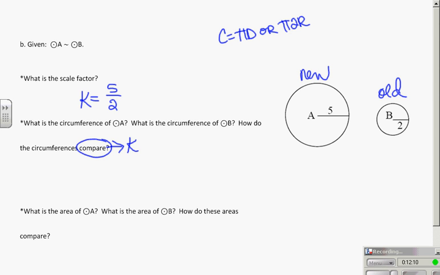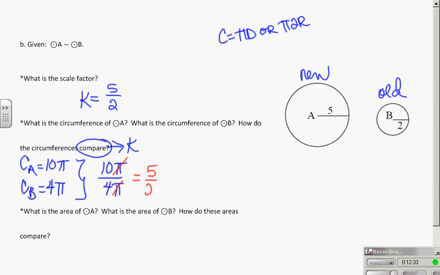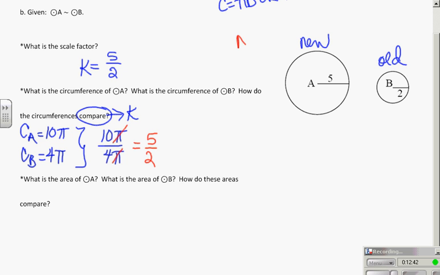Circumference is like perimeter, I expect them to compare at a value of k, but let's see if they do. The circumference of A is going to be 10 pi, leave them as exact answers. The circumference of B is 4 pi. When I put those into a ratio, 10 pi over 4 pi, the pi's cancel. 10 and 4 share a common factor of 2, and the circumference, as it should, compares with a factor of 5 to 2.